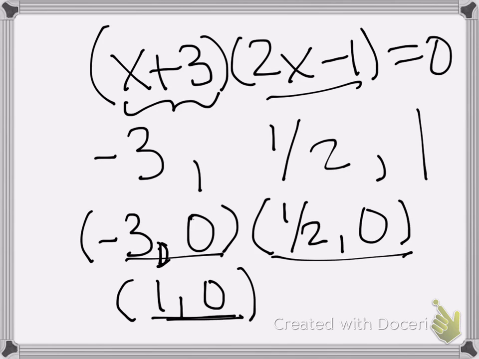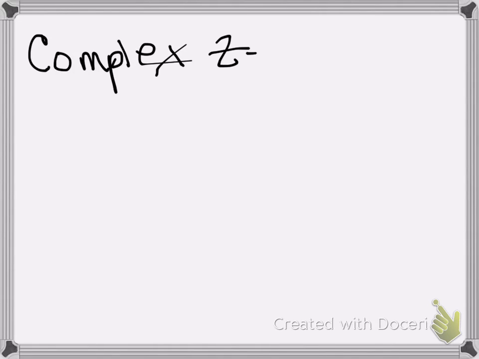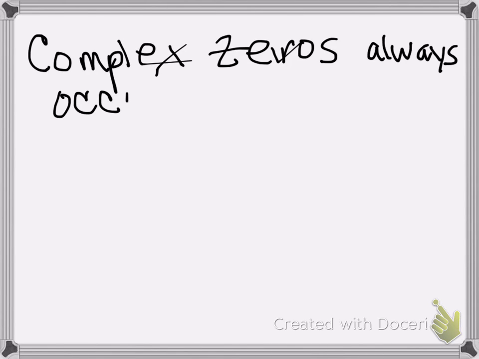But that's the concept. Okay, now then we're going to go ahead and we're going to talk about how every time that you have a complex zero, it always occurs in a conjugate pair. Okay, so this is a star that you're going to want to put in your notes. Okay, so complex zeros always occur in conjugate pairs.